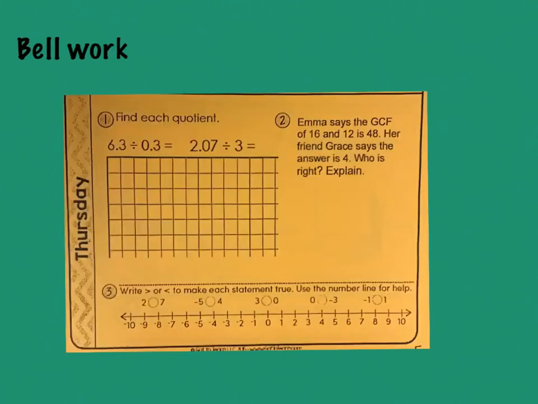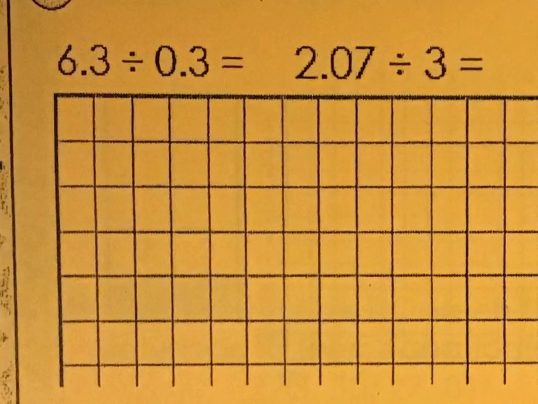Okay, students, we're going to be tackling our Unit 2 review today. Let's take a look at our bell work first. All right, so here is our bell work. It wants us to find each quotient. Again, this is a review from what we did yesterday. We are going to set this up.